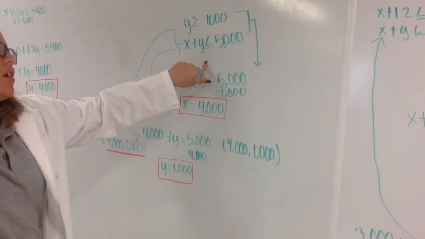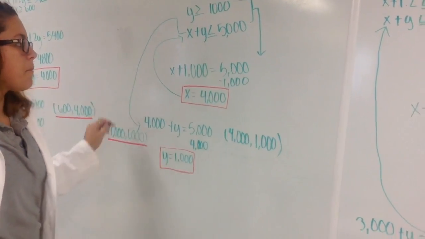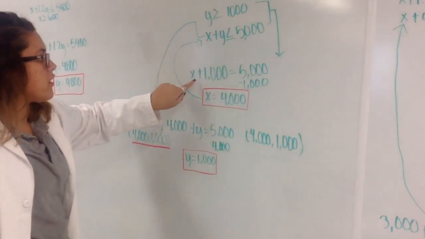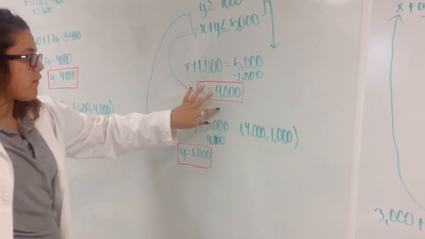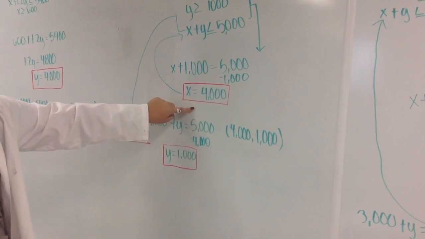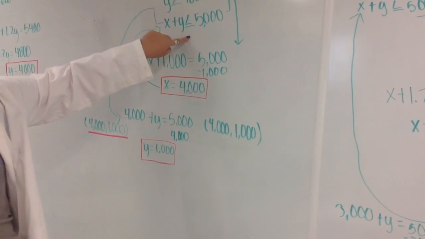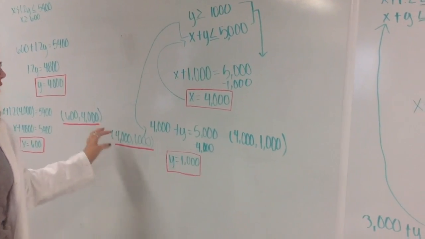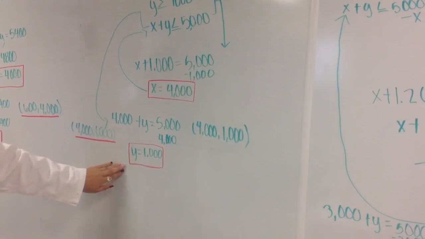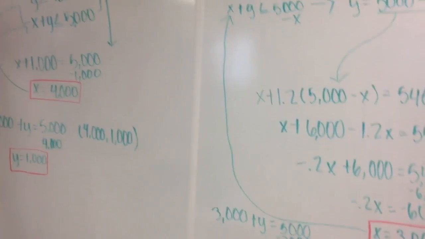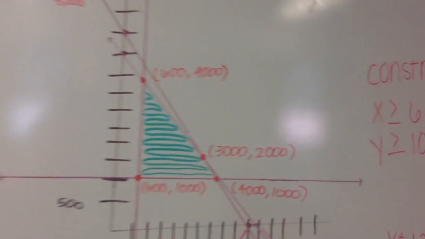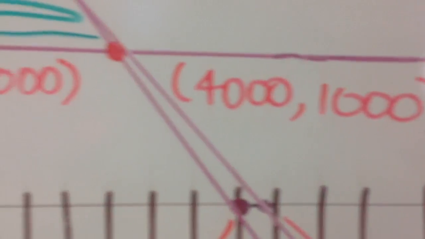Okay. So to find this next intersection point between Y is greater than or equal to 1,000 and X plus Y is less than or equal to 5,000, we do the same exact thing. We're going to plug 1,000 in for Y, so we worked that out and we got 4,000. And then we're going to plug 4,000 back into X plus Y is less than or equal to 5,000 for X, and we got 1,000. So for the intersection point of these two lines, it's 4,000, 1,000.